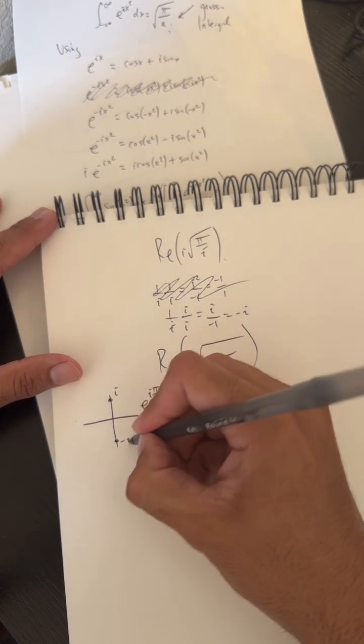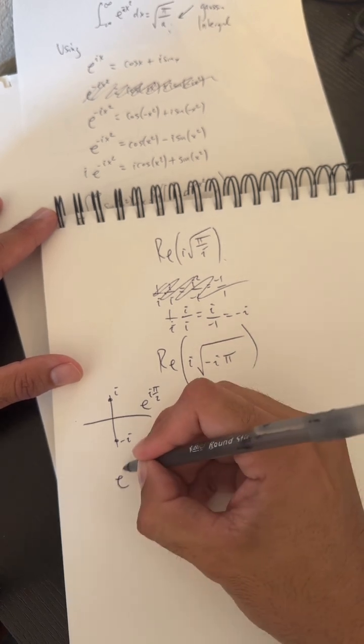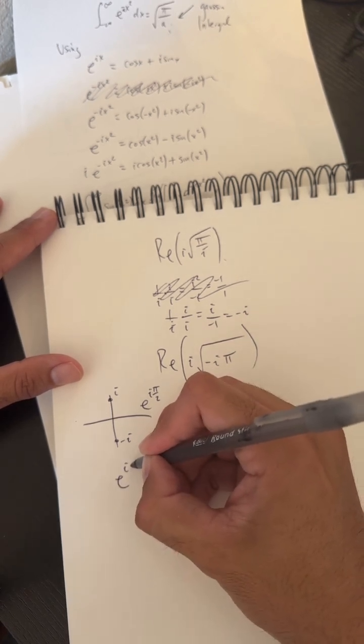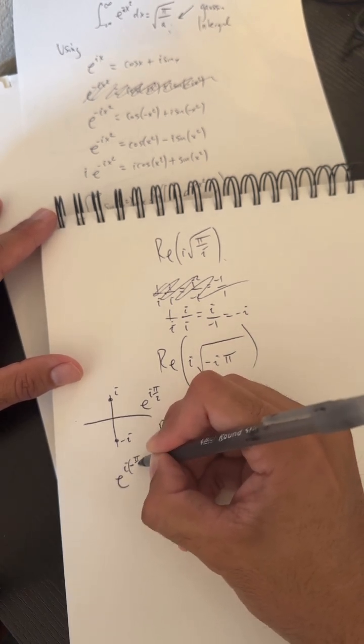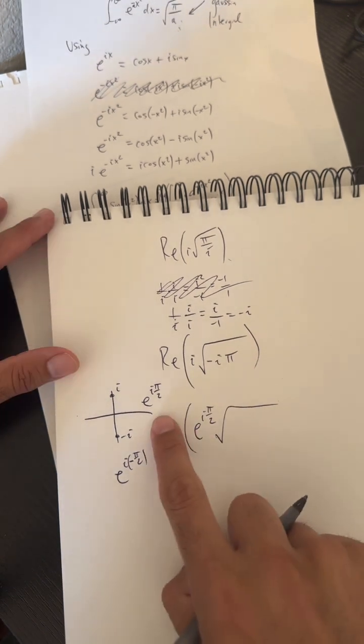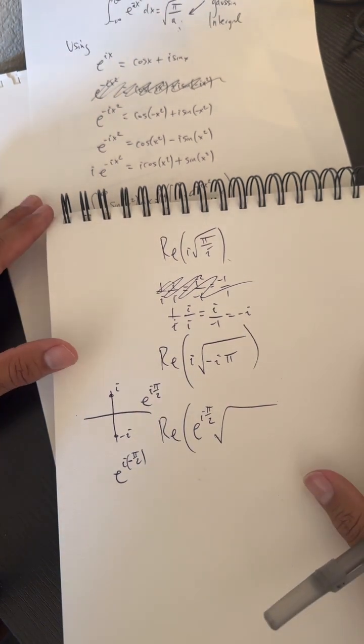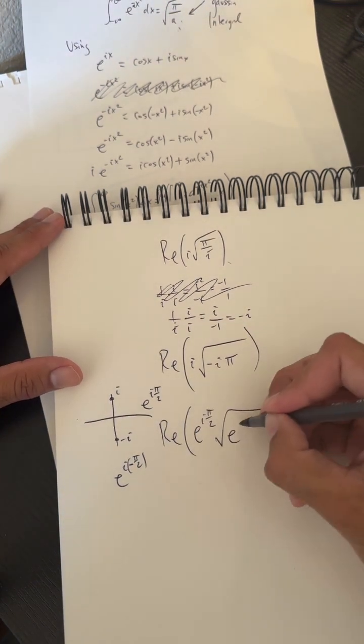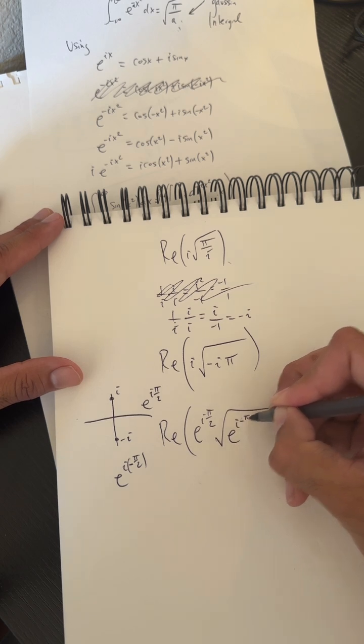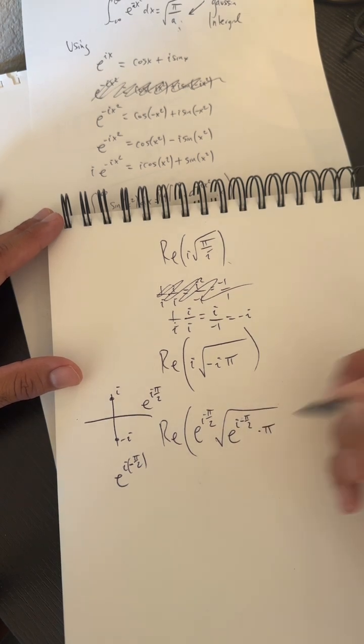Negative i is over here, and so that's just going to be e to the i negative pi over 2. I can technically do 3 pi over 2, but I'm just going to do negative pi over 2. It's going to be the same thing. So I have e to the i negative pi over 2, and then still the times pi.